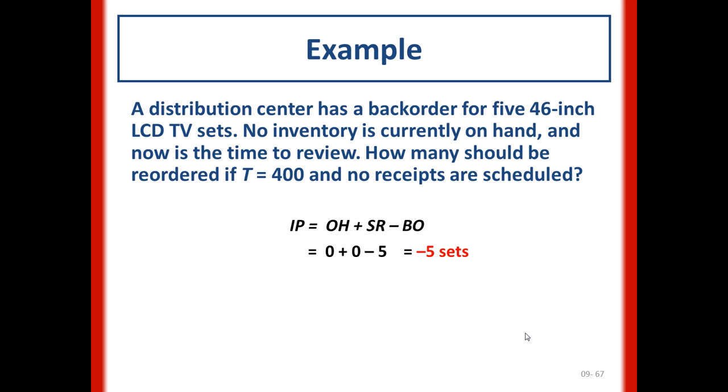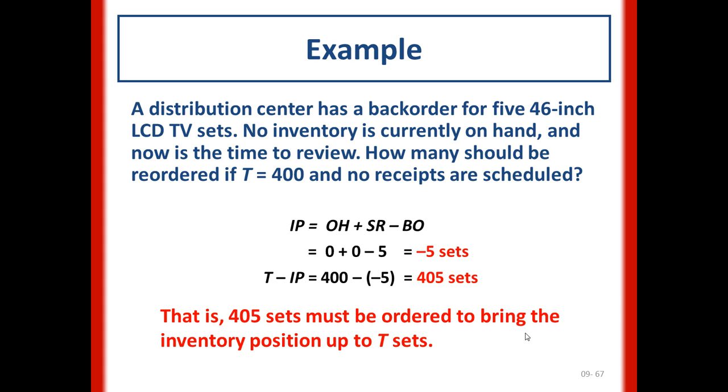This example shows the use of target inventory T and IP. If target inventory is 400 and inventory position is -5, we must order 405 as the new order.